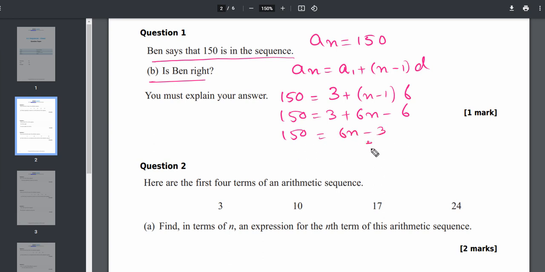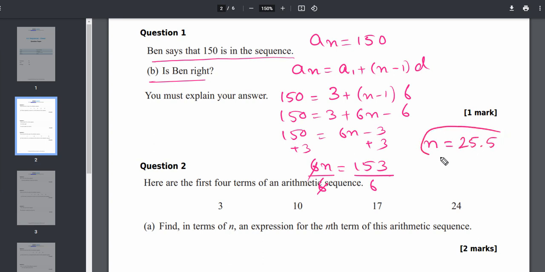So I'll add 3 on both sides, so I'll get 6n equals 153. Now I'll divide both sides by 6. From here I'll get n equals 25.5. So as you can see, n is not an integer, so we will say that Ben is incorrect. Ben is wrong. 150 does not lie in the sequence.